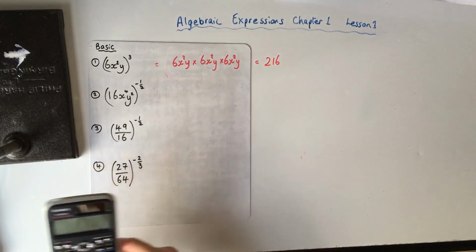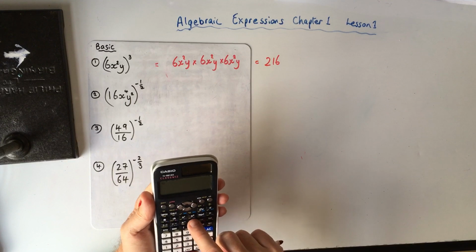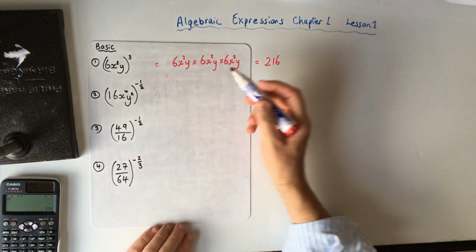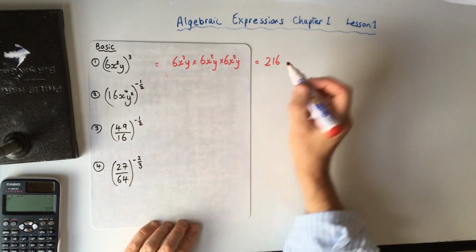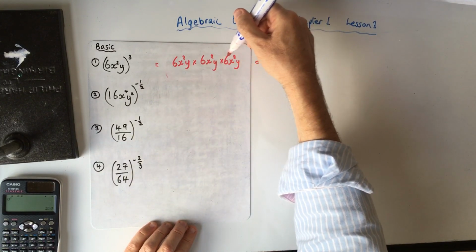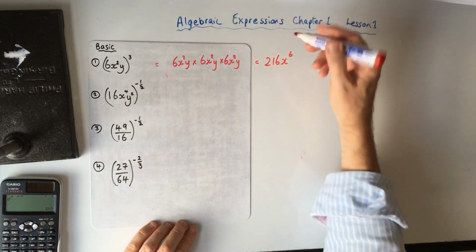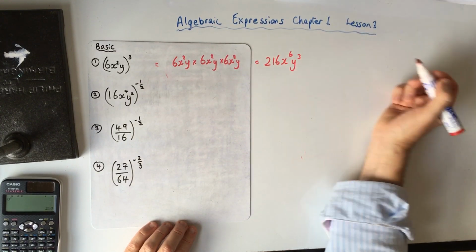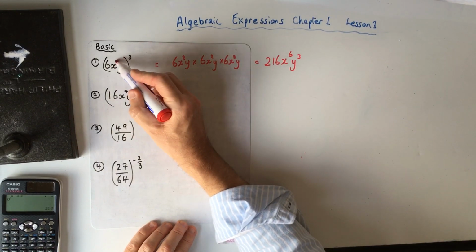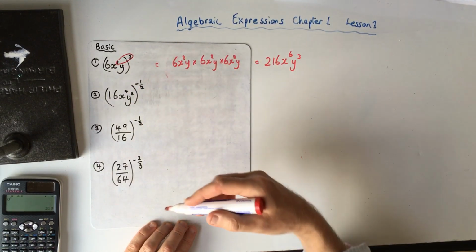Hang on, let me just check on my calculator. 6 cubed is equal to 216. It is. x squared times x squared times x squared is x to the power of 6. Remember, in these index laws, we're adding the powers, and y times y times y is y cubed. Of course, you can just cube the 6. Remember, you multiply the powers, don't you?